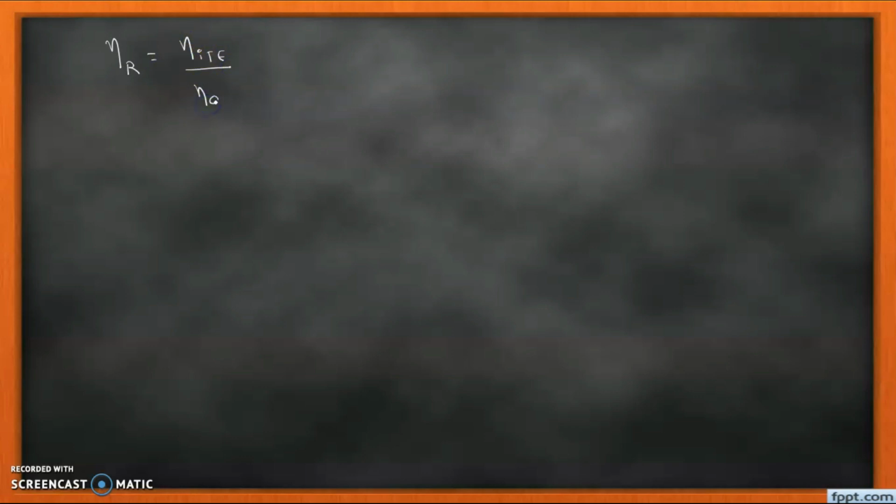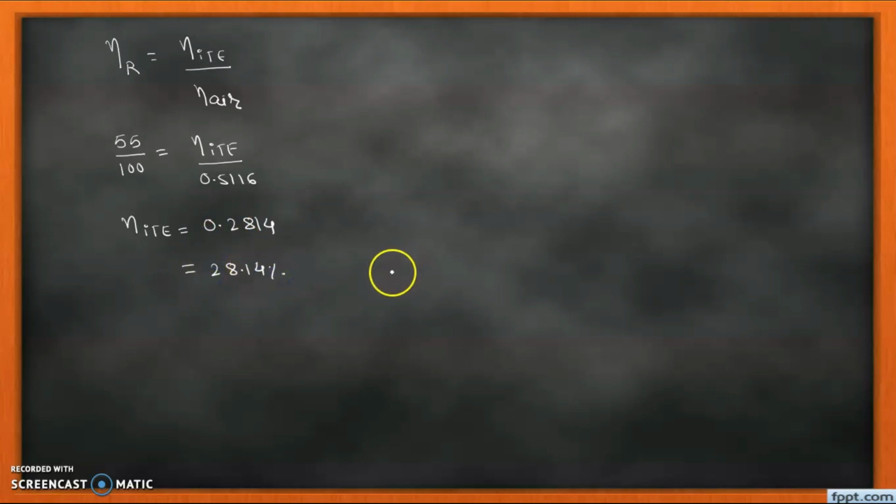Now students, the efficiency ratio, generally indicated by eta R, equals the indicated thermal efficiency upon the air standard efficiency. This eta R is given as 55%. So 55 divided by 100 equals the indicated thermal efficiency divided by the air standard efficiency, 0.5116. So we get the indicated thermal efficiency as 0.2814. It means the indicated efficiency is 28.14%.